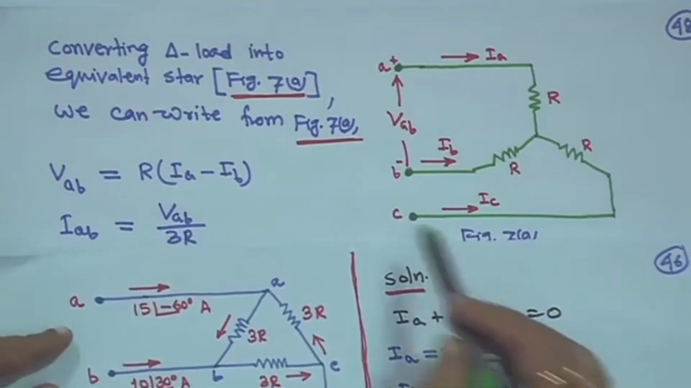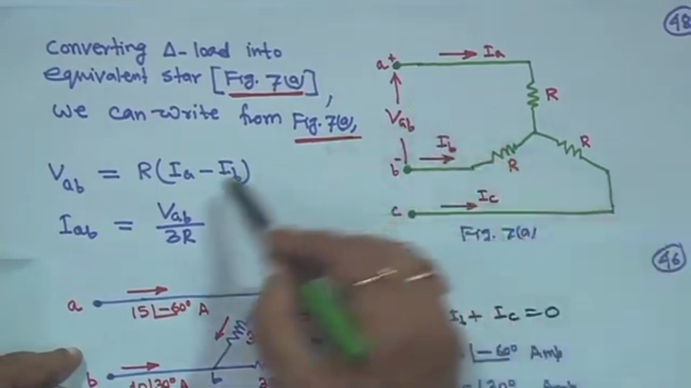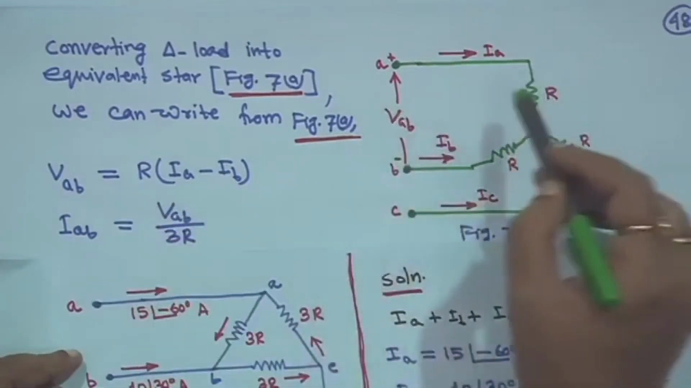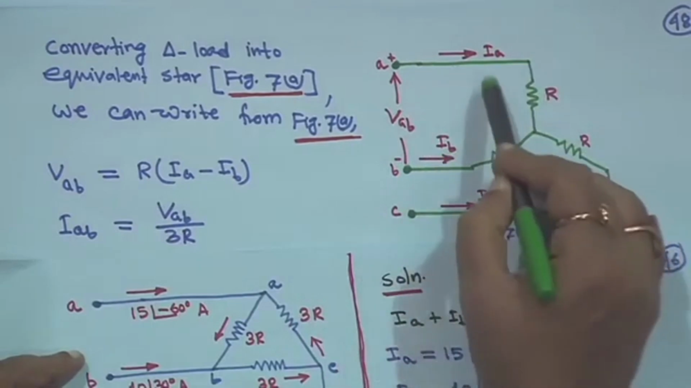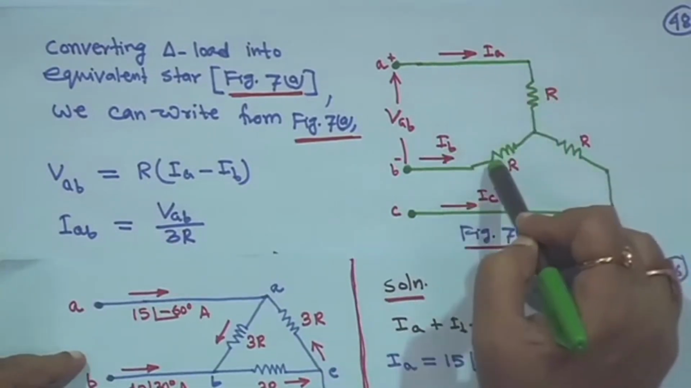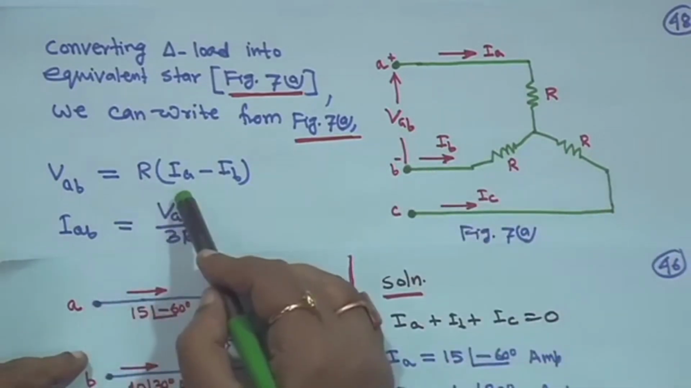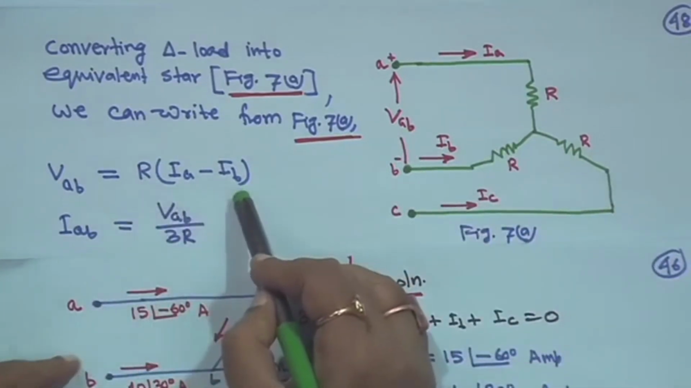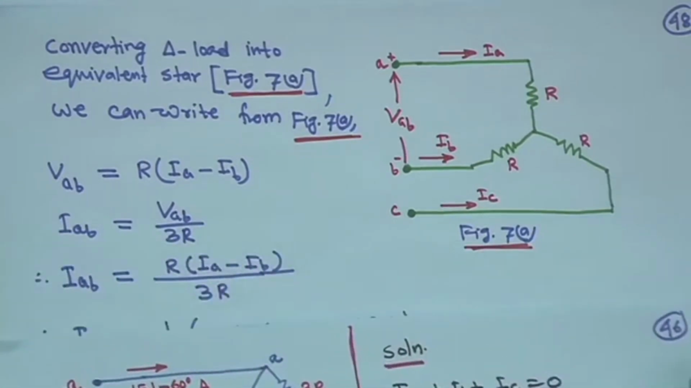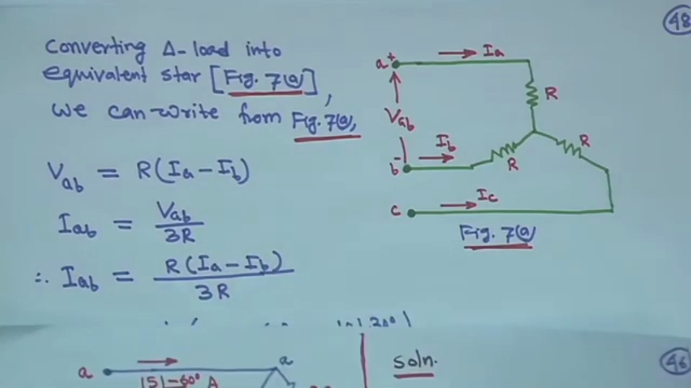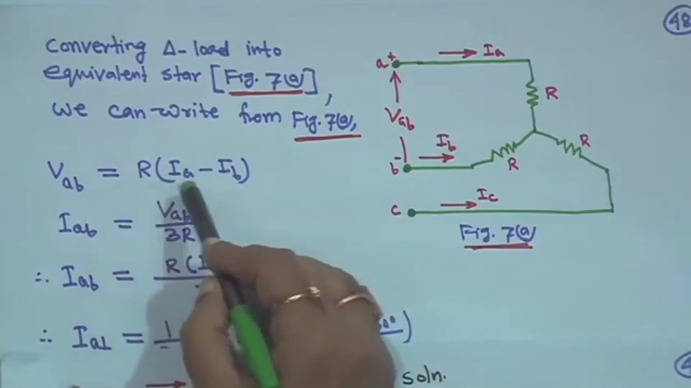So, in this case, VAB in this loop, you can apply KVL. So, it is IA into R minus IB into R is equal to VAB. That means VAB is equal to R into (IA minus IB), and IAB is equal to VAB upon 3R, right.